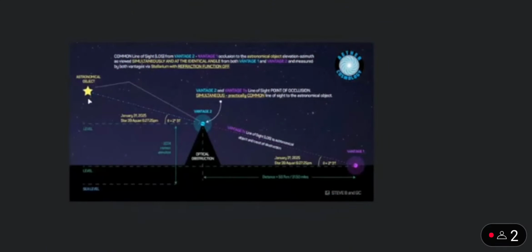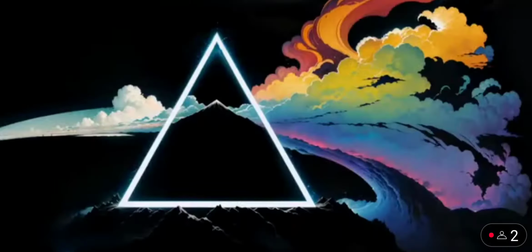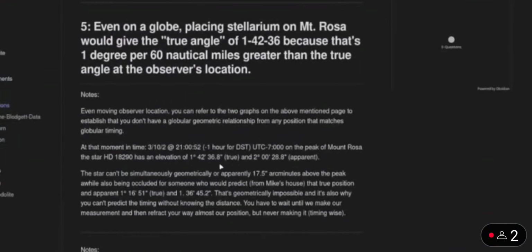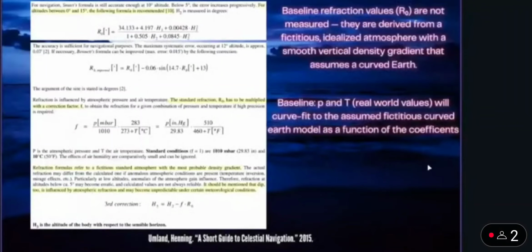So when people come in and they're like, well, what about refraction? One of the big points of contention from Jesse's questions last week was about whether refraction would change the timing of the star occlusion. Yes, it would. That's why we're referencing the true geometric position.